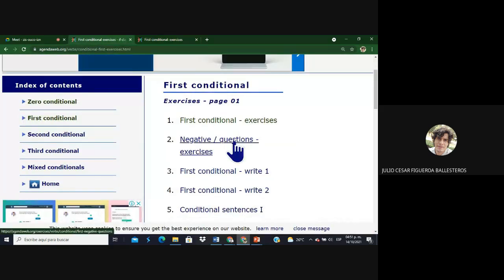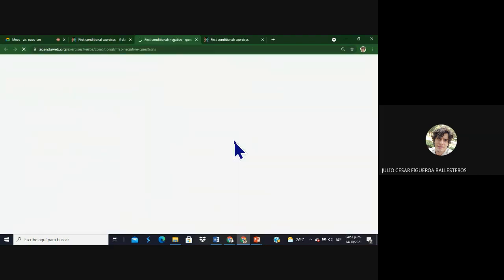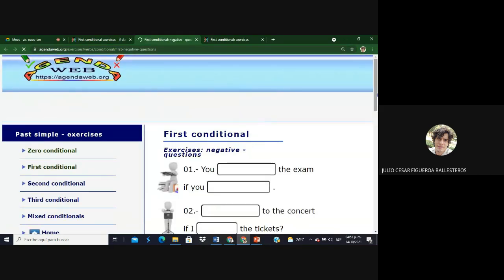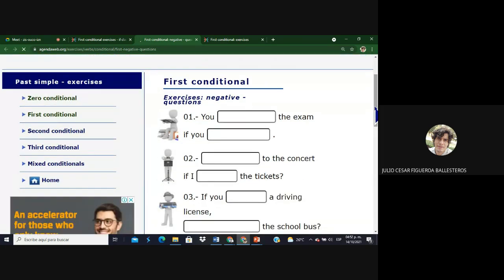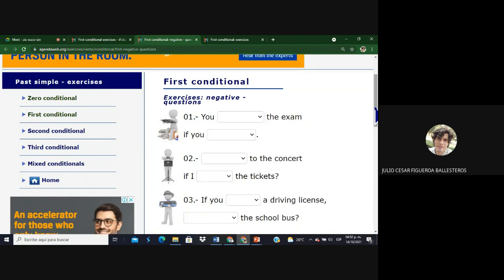This one is in the negative. I like this exercise to practice the negative. Wait a minute, because the answers are appearing in a moment. Let me drink some water while I wait for the website to load. It's ready. Ready, Jesus? You want to start? Come on.